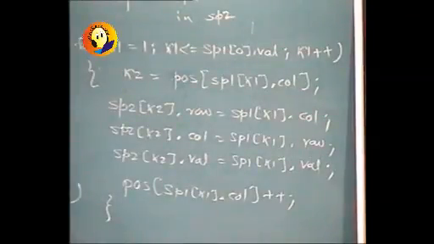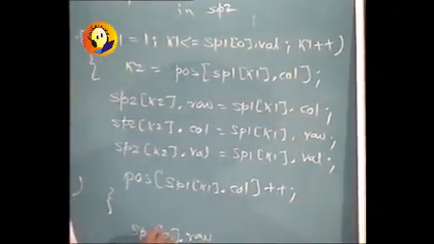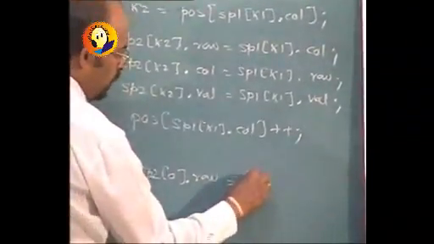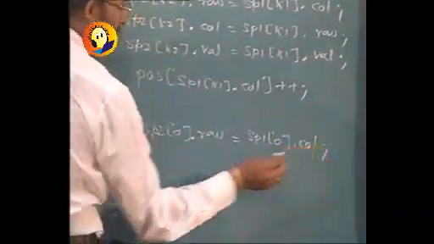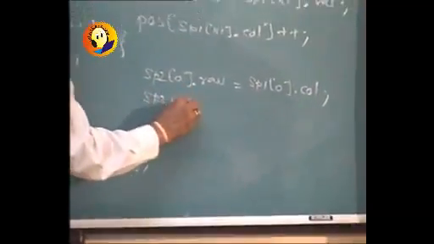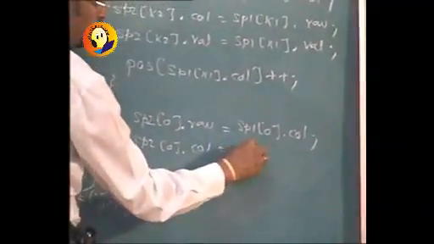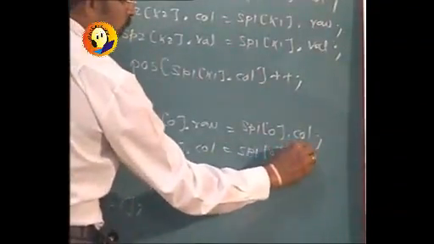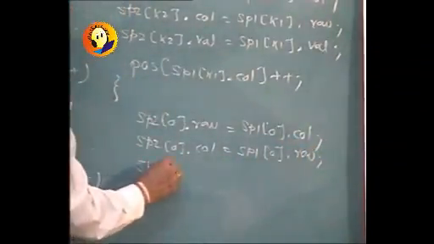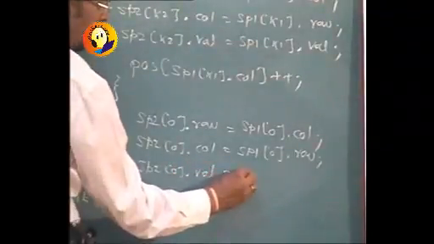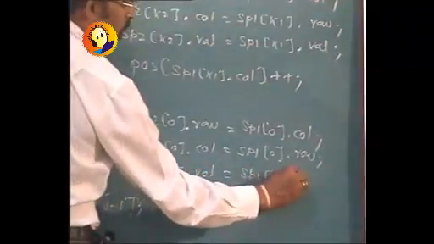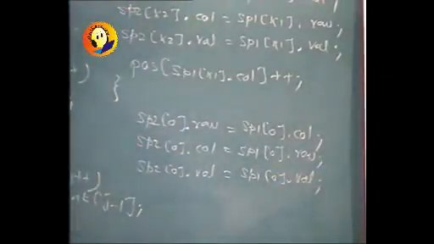For zero, directly the zeroth value, all zero. Last three statements will be sp1 square bracket 0 dot row, sp2 square bracket 0 dot row equal to sp1 square bracket 0 dot col, sp2 square bracket 0 dot col equal to sp1 square bracket 0 dot row, and sp2 square bracket 0 dot val is sp1 square bracket 0 dot val. Because in transpose the non-zero values will remain the same, has nothing to do with array POS or CNT.